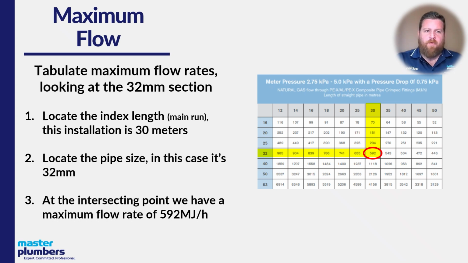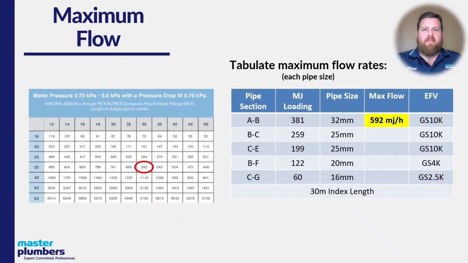On here we know we're working with a 30 metre index length. We know that the first pipe section is 32 mil, so we'll locate the 30 metre run, the 32 mil pipe size, and meet in the middle there. And we'll notice that that 32 mil pipe will have a maximum flow of 592 megajoules. And then all we're looking at doing is entering that 592 megajoules into our sizing chart.